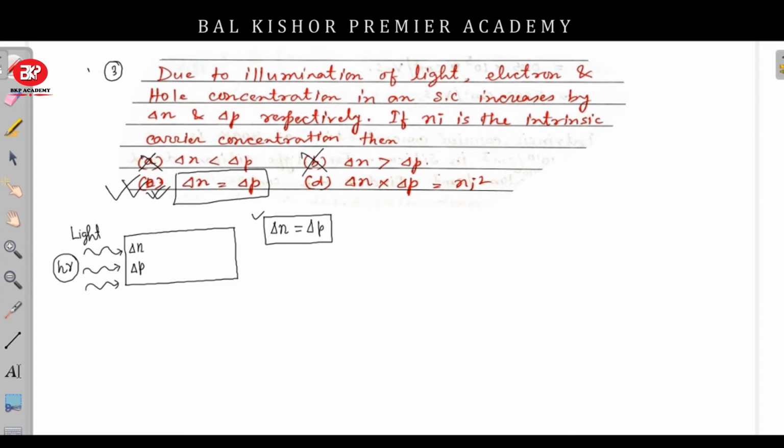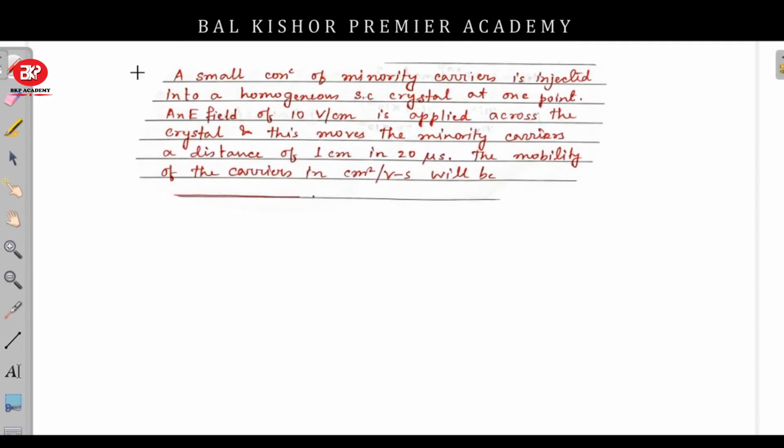So this was the third numerical. So let us move to the fourth numerical. So in the fourth numerical, you can see that this is the fourth numerical. It is written that small concentration of minority carrier is injected into a homogeneous semiconductor crystal at one point. An electric field of 10 volt per centimeter is applied across the crystal, and then this moves the minority carrier at a distance of 1 centimeter in 20 microseconds.